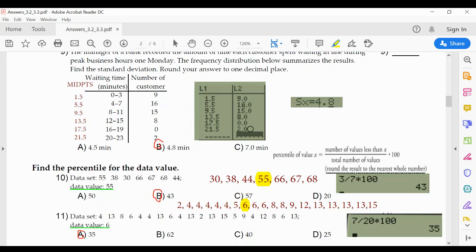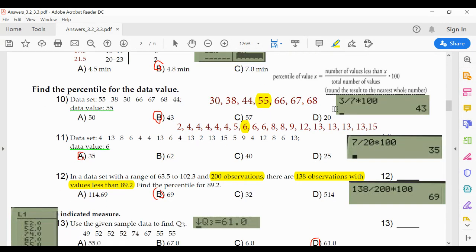Same thing with number 9. I found the midpoints here. Remember, once you find the midpoint of the first class, and you know the class width, in this case it's 4, once you find the first one, just keep adding 4. That's a fast way of doing it. You put the midpoints in your list 1, you put your frequencies here in L2, you go to stat, calculate one variable stat, there it is, 4.8.